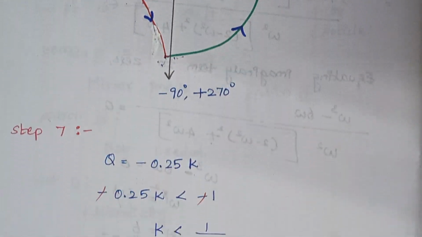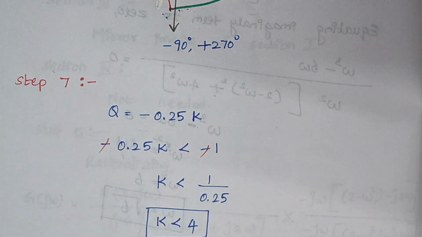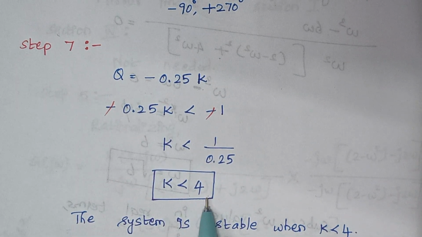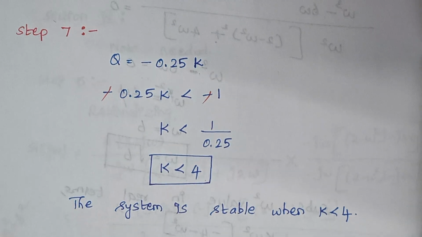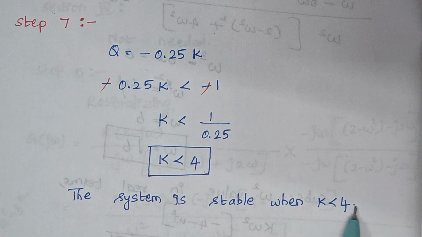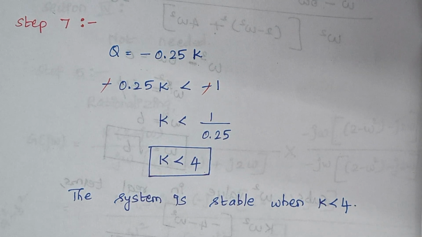So I have just substituted the values, and when you finally solve, the value of K is found to be less than 4, right? So the system will remain stable when the value of K is less than 4, right? So here comes the end of the problem.